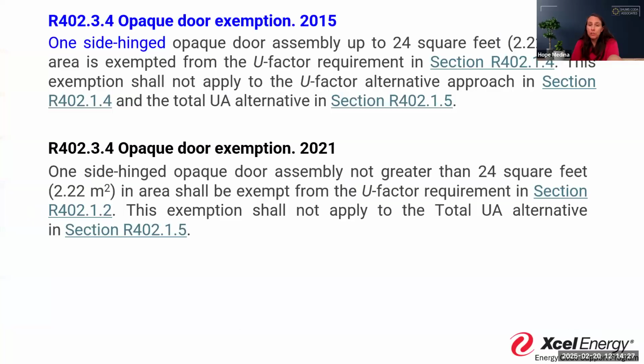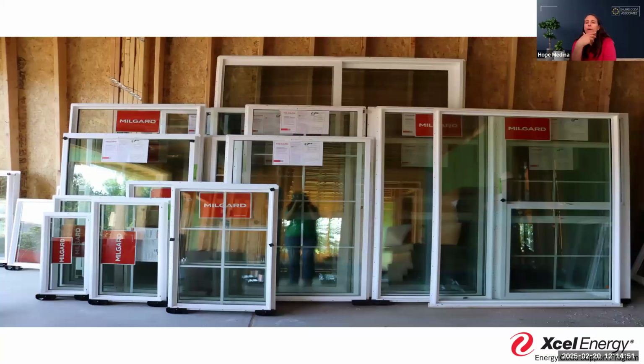Now, that exemption is only allowed if you're going with the R value option of the prescriptive path. So if you're going with REScheck, or you're going with the U factor option, it doesn't allow for that exemption. That is where you're going to start doing the trading option of the thermal envelope. I just wanted to jump back to that.